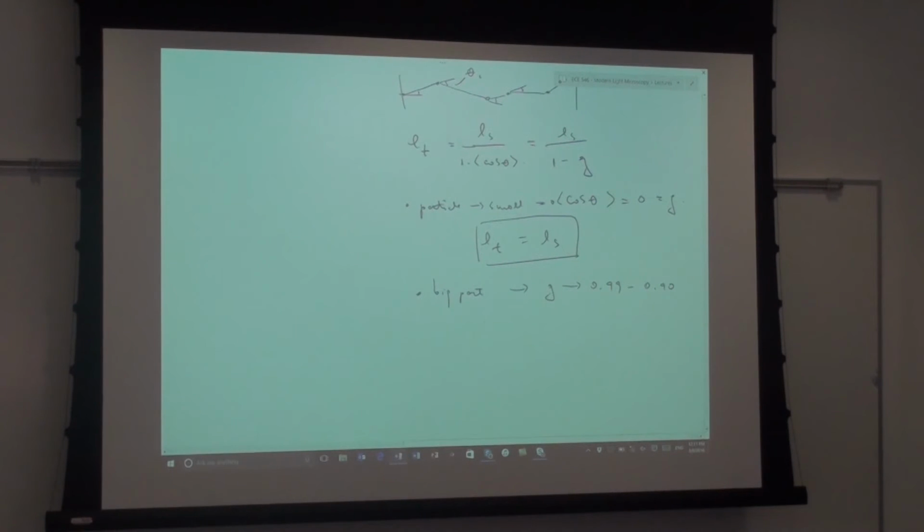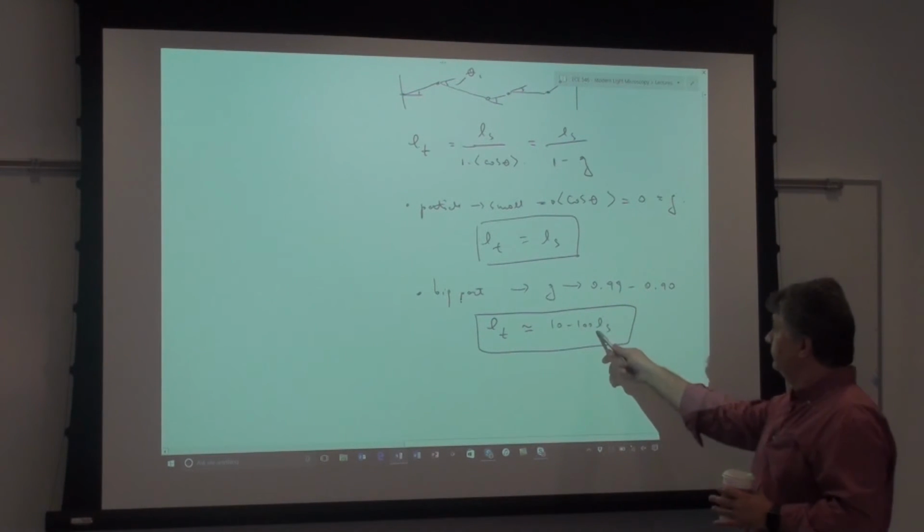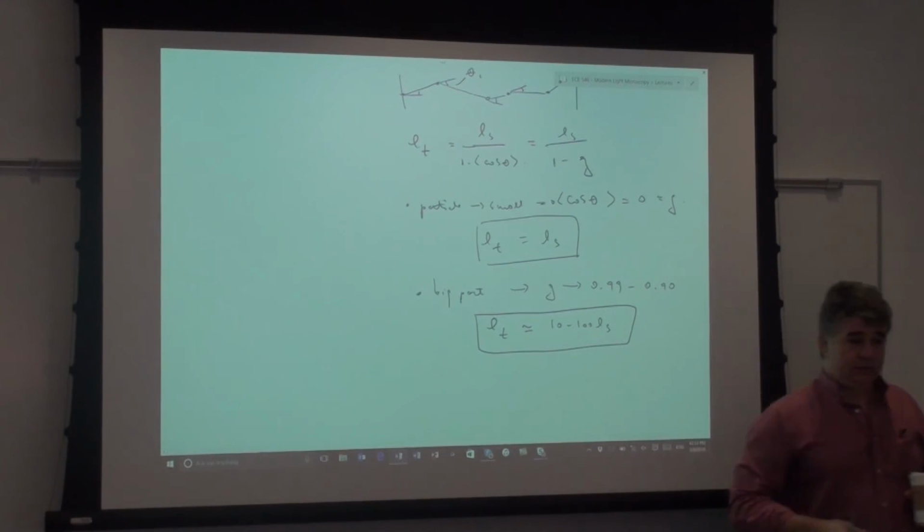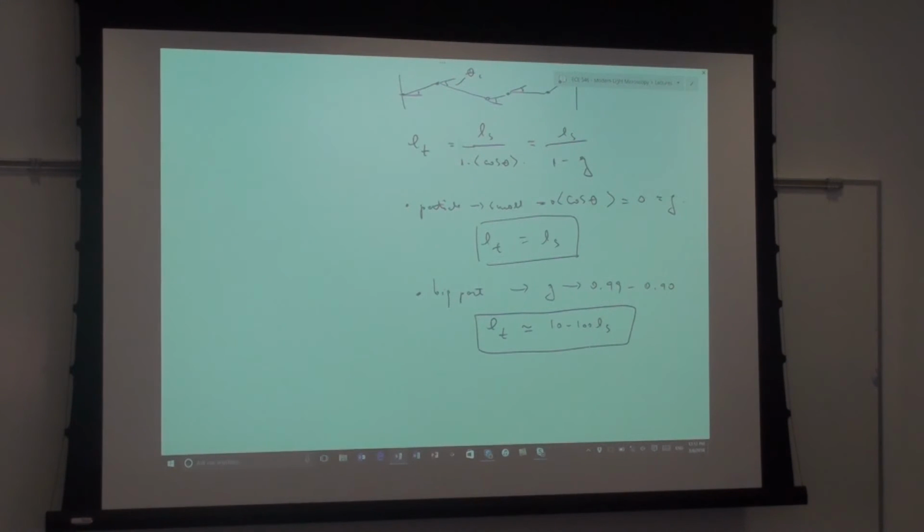Which means that the transport mean free path is of the order of 10 to 100 LS's. Which means, for example, in tissue, you may have LS, the average distance between two scattering events, to be 100 microns. But the thickness for which the direction is randomized could be 10 times that, meaning a millimeter.